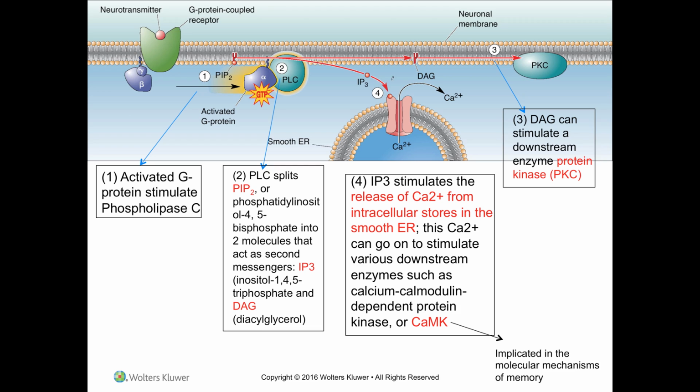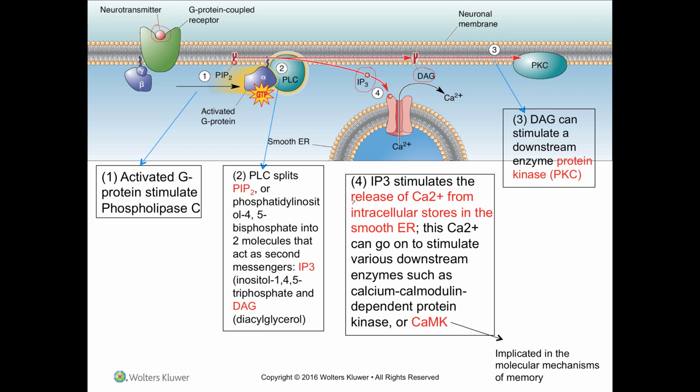So with the activated G protein here, we have a neurotransmitter that binds to a G protein coupled receptor. G alpha bound to GTP can activate phospholipase C, which will then split PIP2, or phosphatidylinositol 4,5-bisphosphate, into two molecules that will be able to act in their own separate rights as second messengers, diacylglycerol and inositol 1,4,5-triphosphate. Now, both of these chemicals are derived from PIP2 and the activation of phospholipase C.